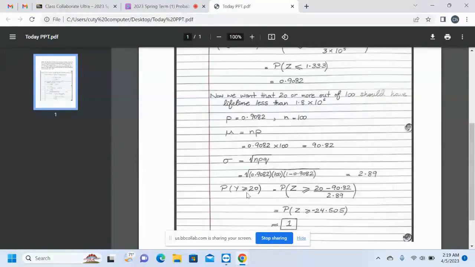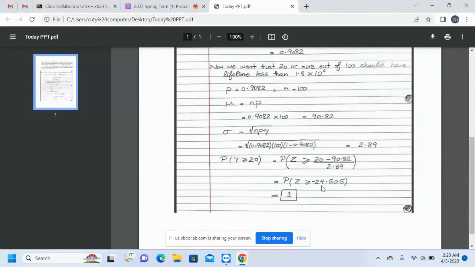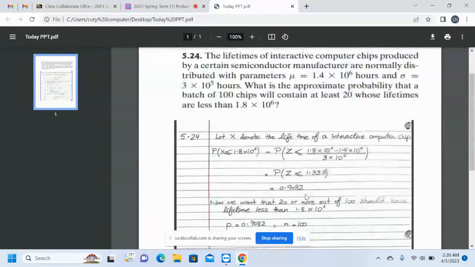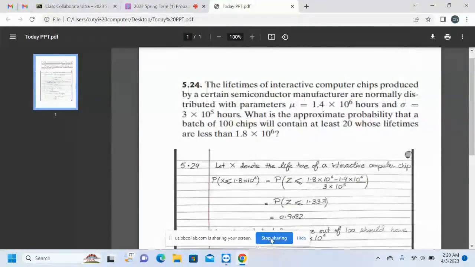Then we have to find y greater than or equal to 20, which is equal to the probability of z greater than or equal to, using the value of mu and the value of sigma. Putting all of it in the formula, we will get minus 24.505, and when we see this in the table of z, it's approximately equal to 1. Wow, 100%. Yeah. Okay, great. Nice job. Thank you, Professor. Thank you.